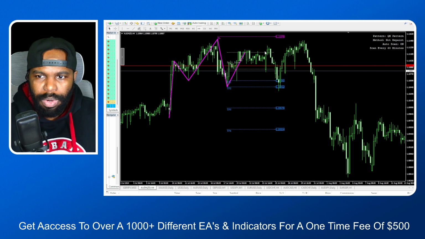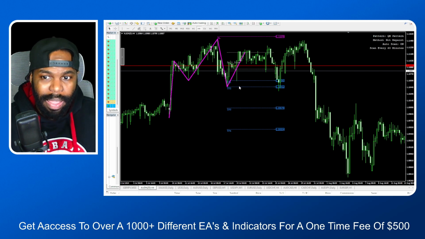As you can see, maybe you would have got in somewhere up here. Maybe you would have got in somewhere up here. Price came down. You could have got out at TP1, you could have got out at TP2. It literally smashed TP1 and smashed TP2. You could have got out right there.